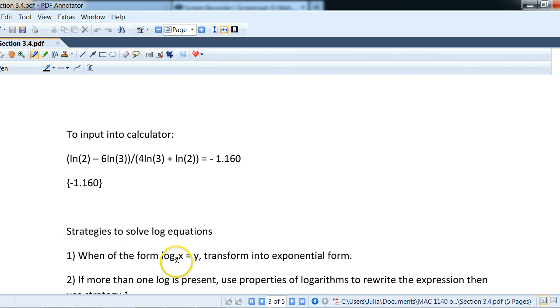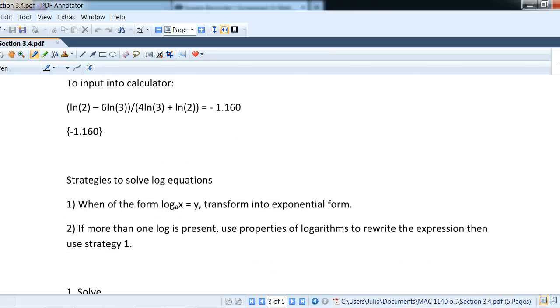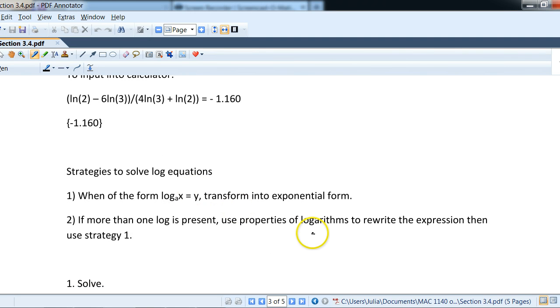Typically, if you just have a log of base b of x equals a number, you can transform it into exponential. So if you start with a log, transform it to exponential, and sometimes, you remember, we can do the same thing with exponential, so turn it to the log. So it works both ways. Now, if more than one log is present, then you may have to use properties of logarithms to rewrite it as a single log. Okay?